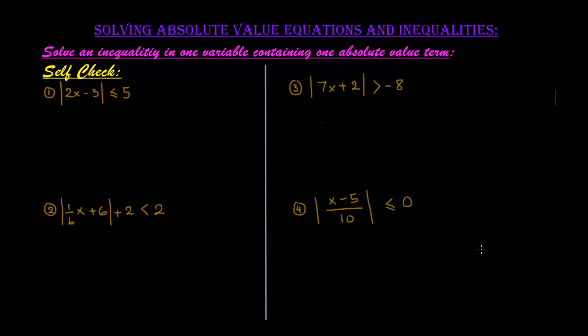So I believe you have your answer already. My answer for problem 1 is negative 1 to 4. And the answer for number 2 is no solution. The answer for number 3 is negative infinity to positive infinity. And the answer for number 4 is a point, from 5 to 5.